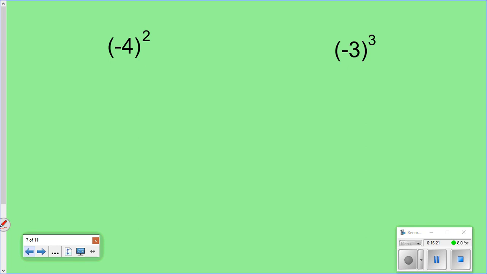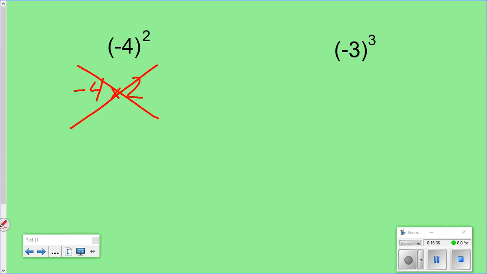Negative 4. Okay, I know what you mean. I know this is what it doesn't mean, though. It does not mean -4 times 2. That is not what it means. It means you're going to take this -4 times itself 2 times.